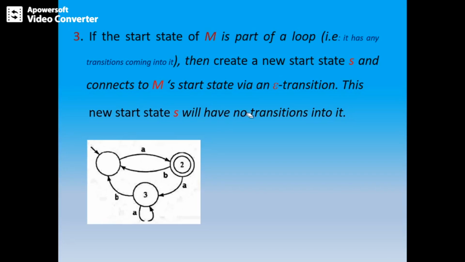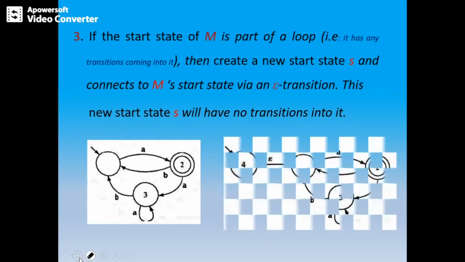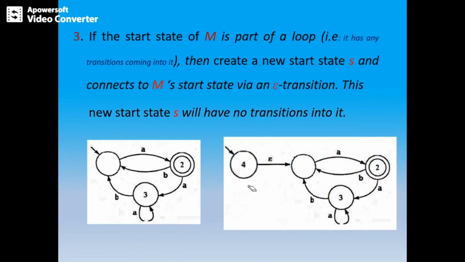So that means this start state is part of a loop. Now what you have to do is create a new start state which will not have any transitions into it. Let me show you, something like this. That is, you have to create one new start state.